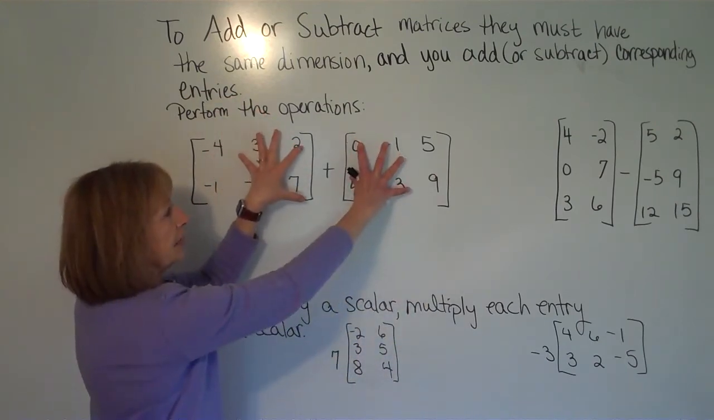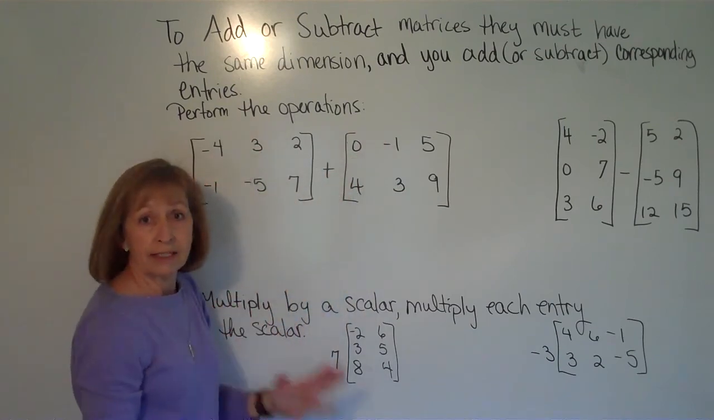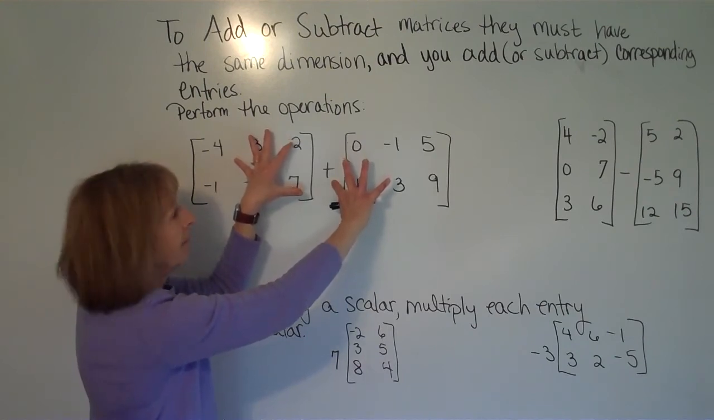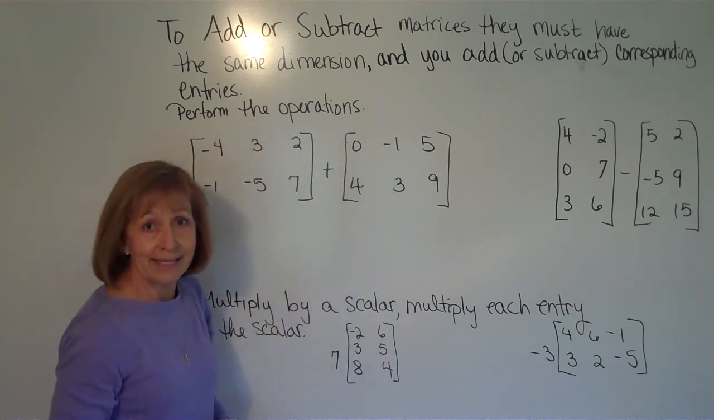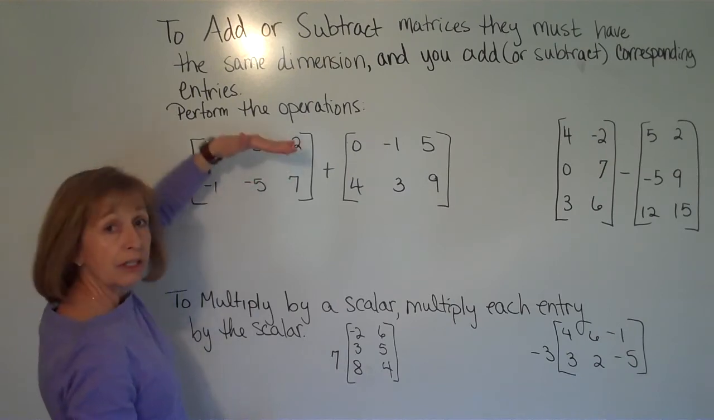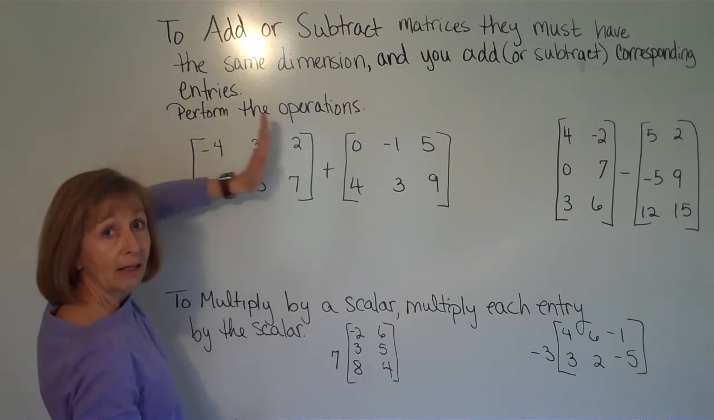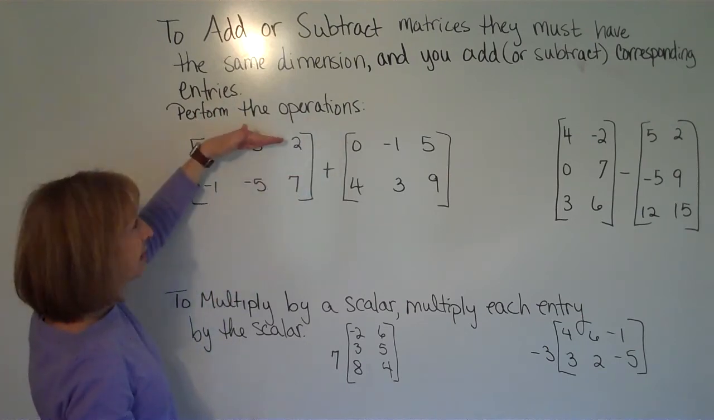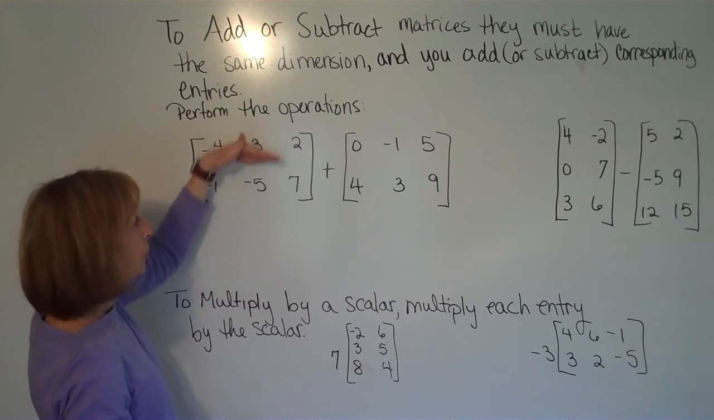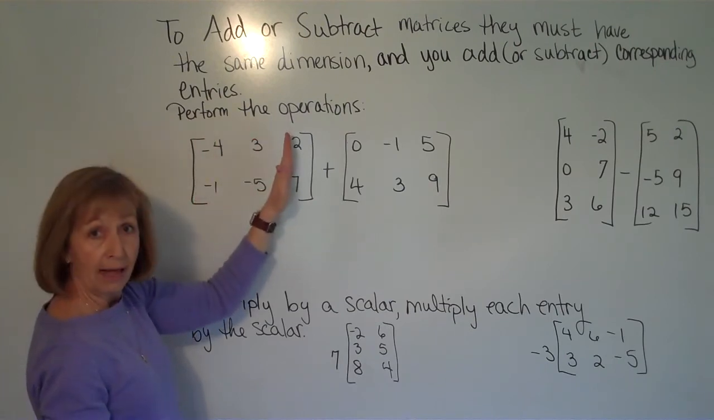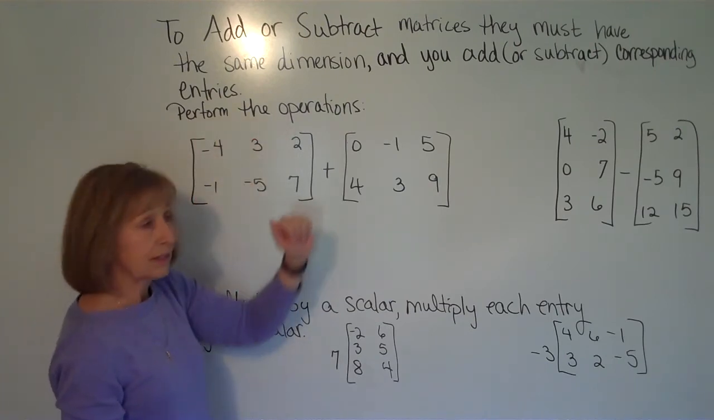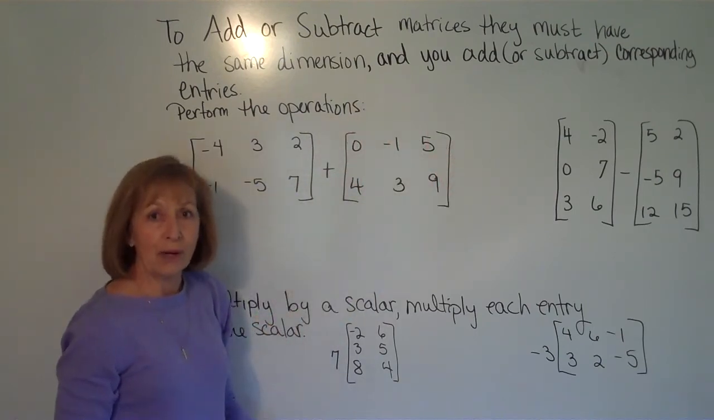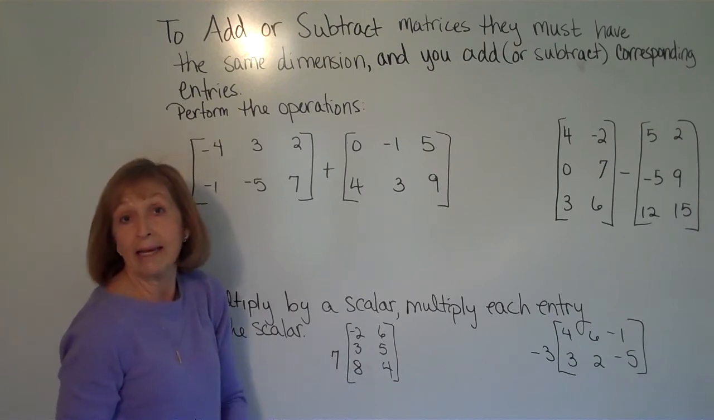So here we want to perform these operations. Now with these two matrices, remember a matrix is just a rectangular array of numbers. I have a plus in between, so I want to add them. I need to check to see if they have the same dimension. Dimensions go rows by columns. Rows are horizontal and columns are vertical. So this first matrix is 2 rows by 3 columns. The second matrix is also 2 rows by 3 columns. So they do have the same dimension as each other, so I can add them.